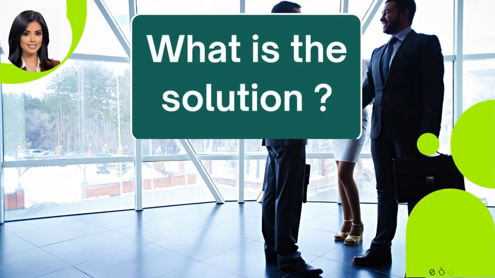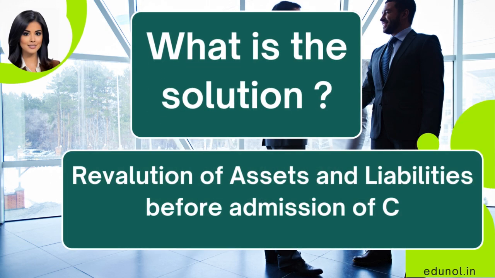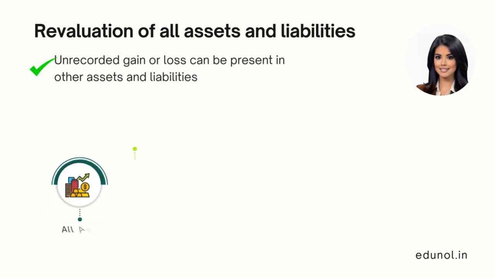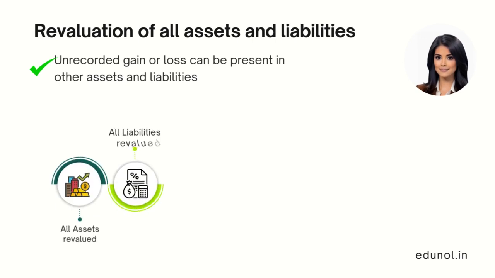What is the solution? The solution is doing the revaluation of all the assets and liabilities before admission of C, and then distributing any resultant profit or loss among the old partners in old ratio. Such profit or loss which happened before admission of C can be present in other assets and liabilities as well. So all the assets and liabilities are revalued.